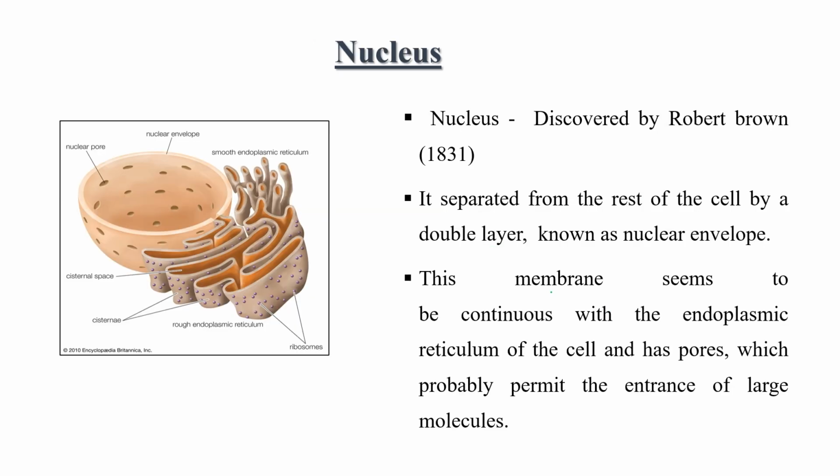So the first one is the nucleus. Let's start the organelles discussion with the nucleus. This was discovered by Robert Brown in 1831. It separates itself from the rest of the cell by a double layer known as the nuclear envelope. This one is the nuclear envelope, as you can see. And this membrane seems to be continuous with the endoplasmic reticulum. This is the endoplasmic reticulum.